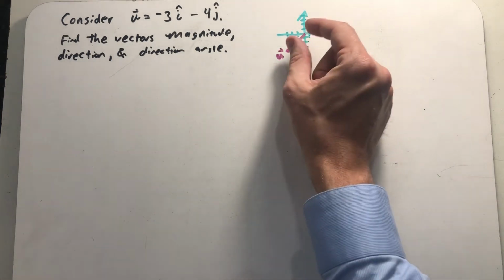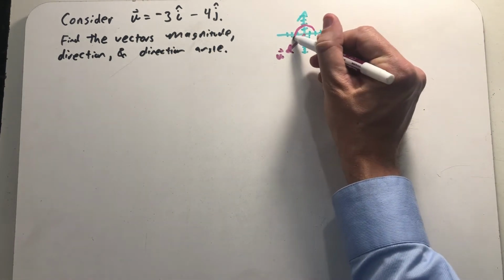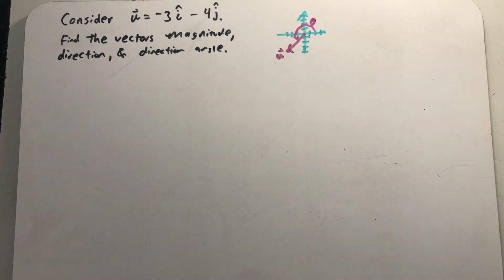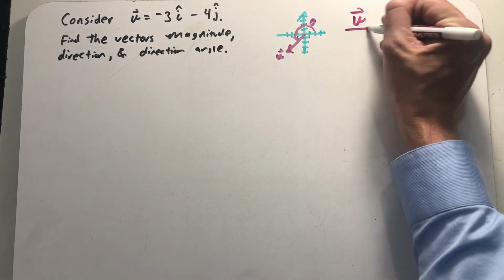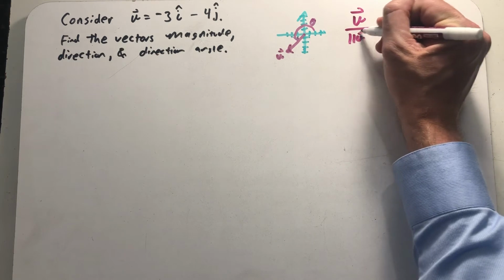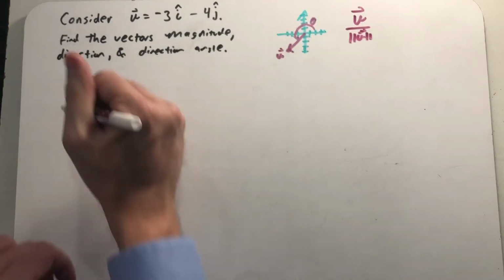The magnitude is just the length of the vector. Direction angle, when I get ready to find it, is this angle theta. And the direction itself of a vector is a unit vector with the same direction. So I'll be making this calculation at some point. So let's go on and find the magnitude of this vector.